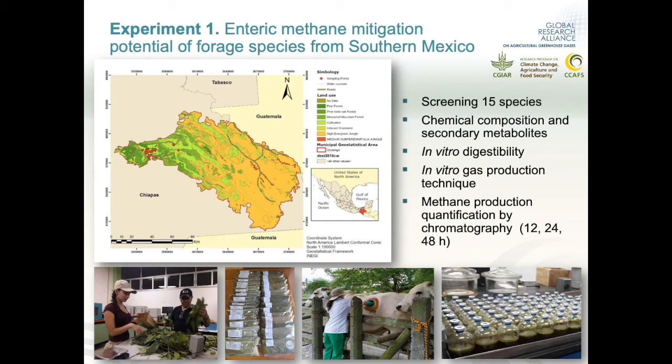Chemical analysis and secondary metabolite quantifications were carried out. In vitro digestibility and the in vitro gas production technique were used to quantify methane production by chromatography at 12, 24, and 48 hours of incubation.